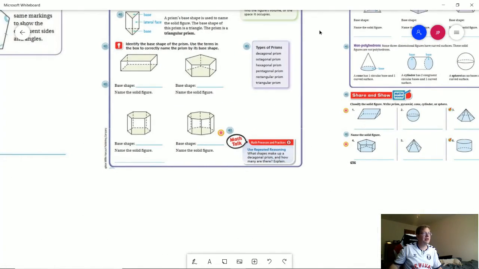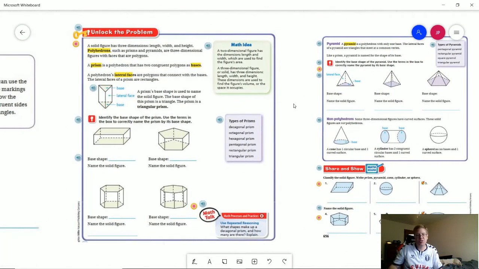So the other thing I want to look at are 3-dimensional shapes. And so this will all be new, kind of.